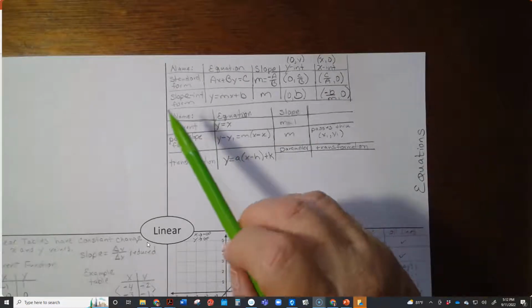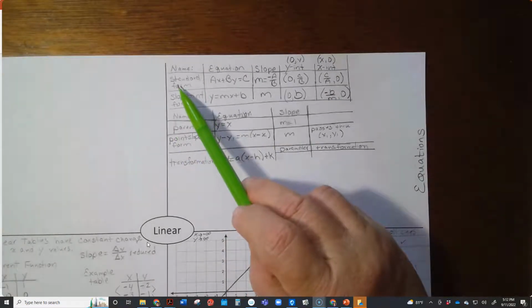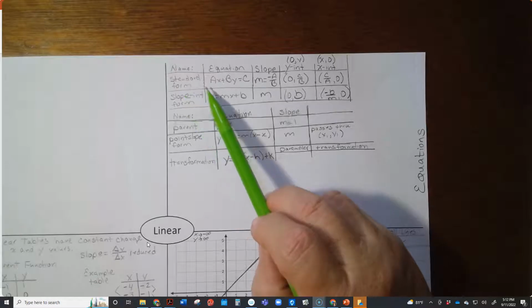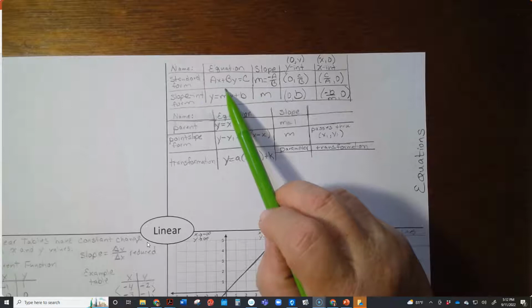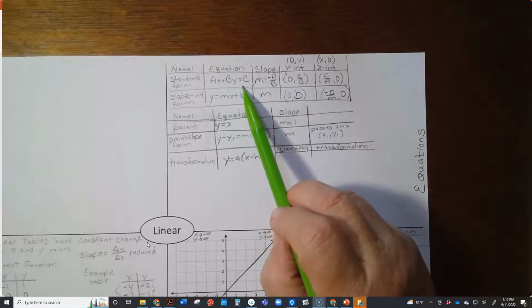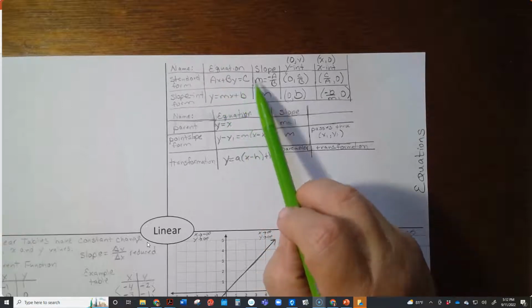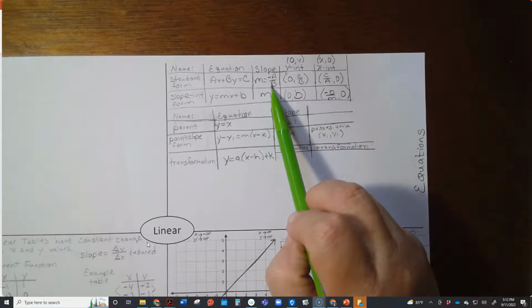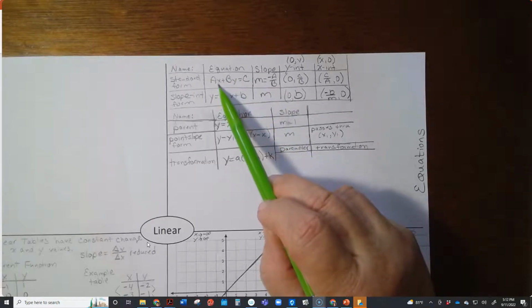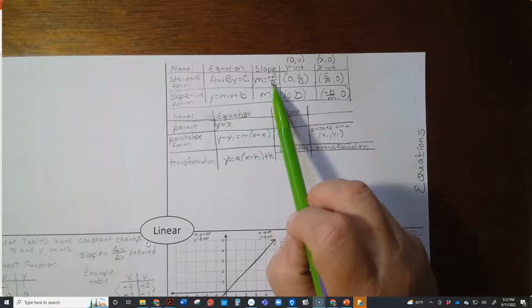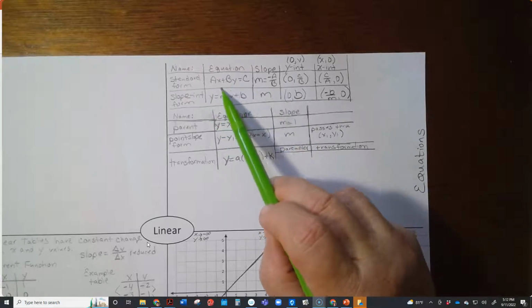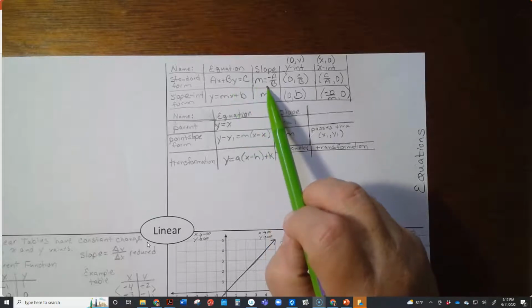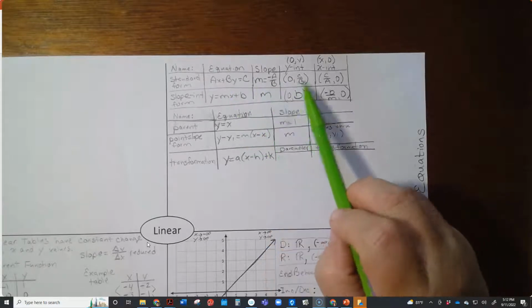So, I'm going to go back and do separate videos for each one of these to show you how to take the standard form, which is ax plus by equals c, and all of the stuff that you're supposed to know when you see an equation written in standard form. You should be able to look at it, maybe with just a little mental math, and calculate the slope, calculate the y-intercept, calculate the x-intercept.